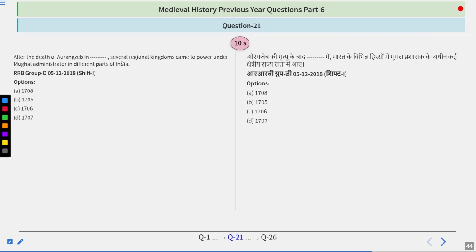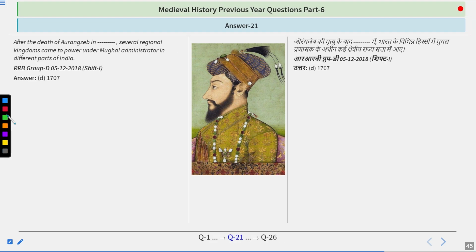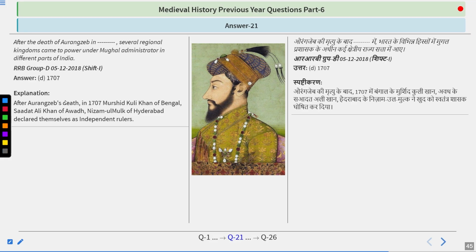After the death of Aurangzeb in dash, several regional kingdoms came to power under Mughal administrators in different parts of India. Options are 1708, 1705, 1706, 1707. So try to figure out this question. I guess you have figured it out because the answer is 1707. So Aurangzeb's death was in 1707.